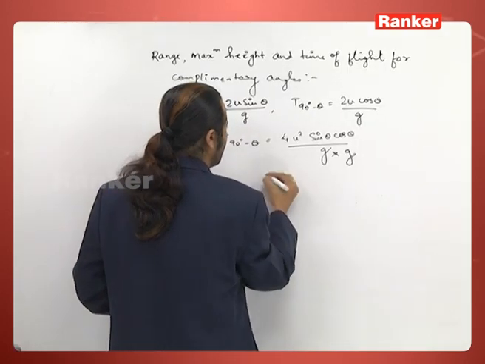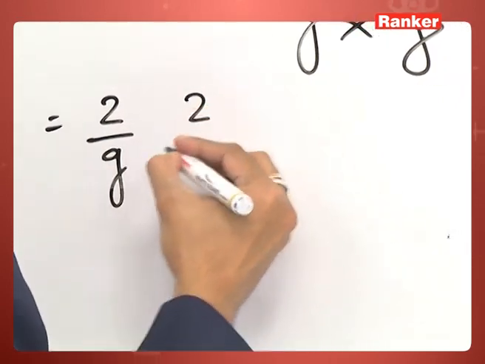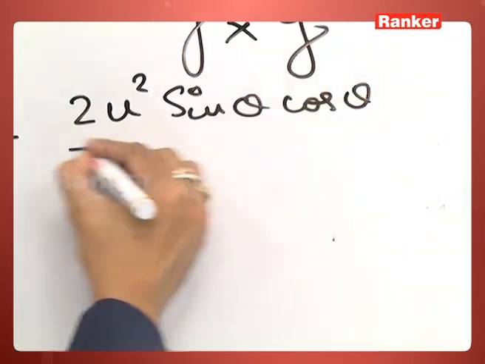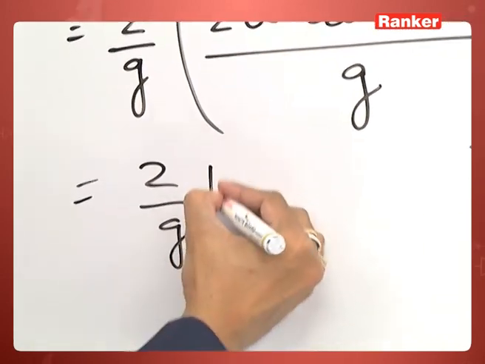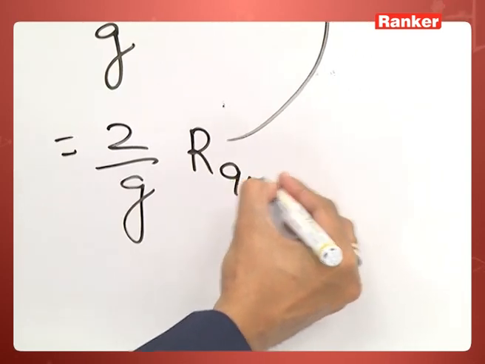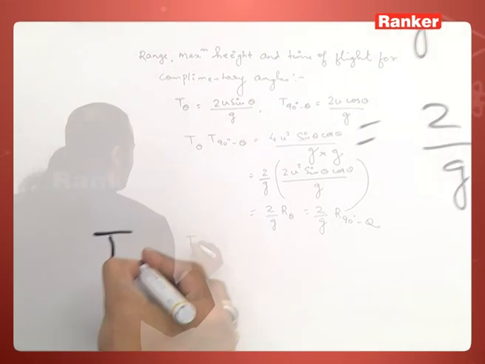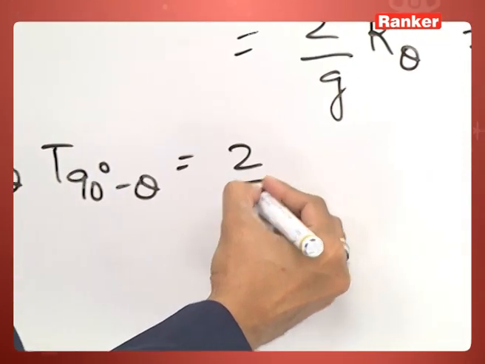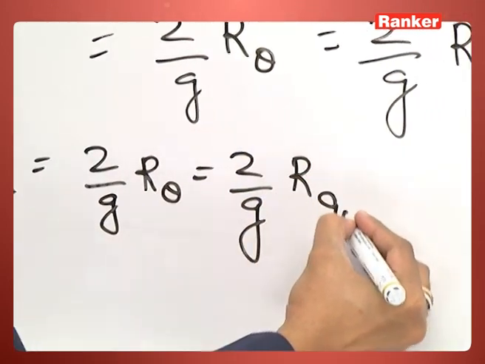So here I can write 2 by g common, 2u square sine theta cos theta by g. So this becomes 2 by g of r of theta, or 2 by g of r of 90 degree minus theta. So I can write here t of theta into t of 90 degree minus theta is equal to 2 by g of r of theta, 2 by g of r.